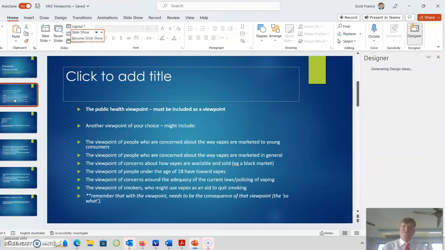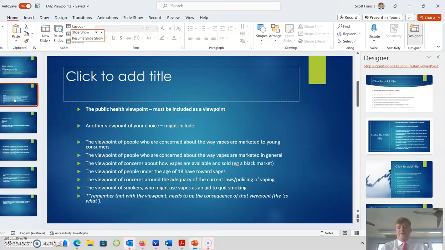And I've just listed down a bunch of viewpoints. Well, certainly, we've said that you have to have a public health viewpoint. And most people, I suspect, will have two viewpoints, so they're going to choose one other one. It might include these. There are plenty of other legitimate viewpoints beyond this, but it might include the viewpoint of people who are concerned about the way vapes are marketed to young consumers, or the viewpoint of people who are concerned about the way vapes are marketed in general, the way vapes are bought and sold. Maybe you think particularly about people under the age of 18, the viewpoint of smokers, who might use vapes as an aid to quitting.